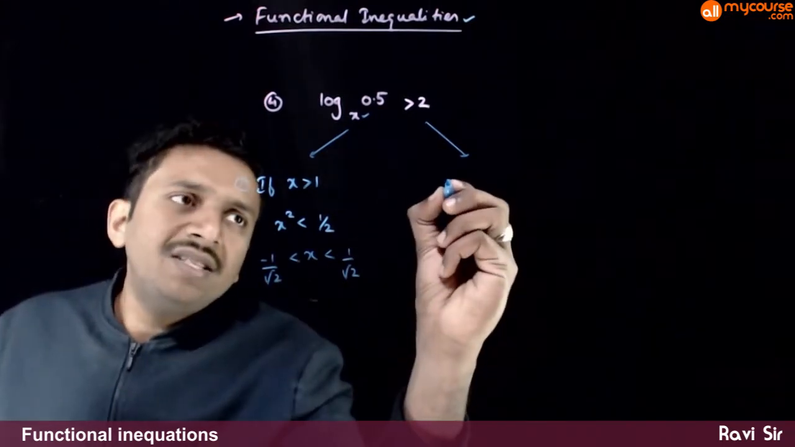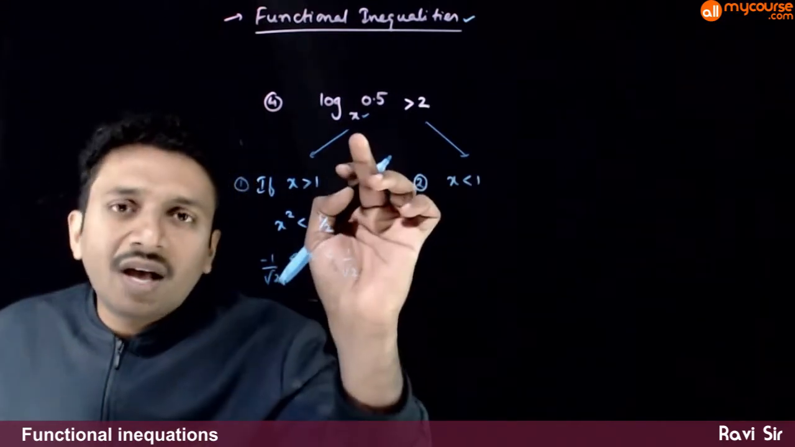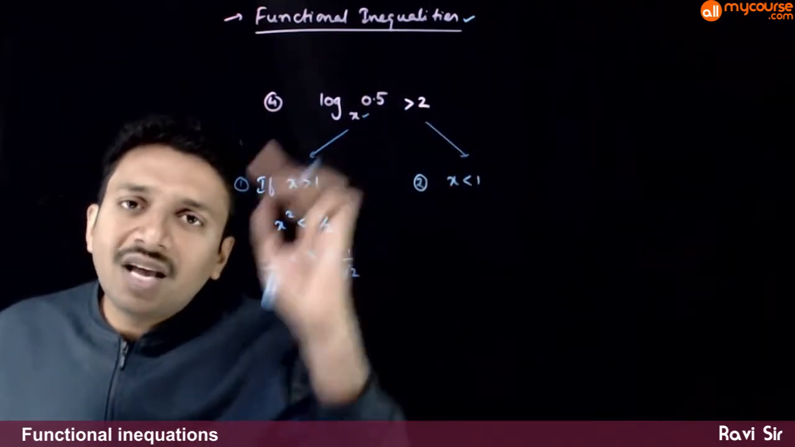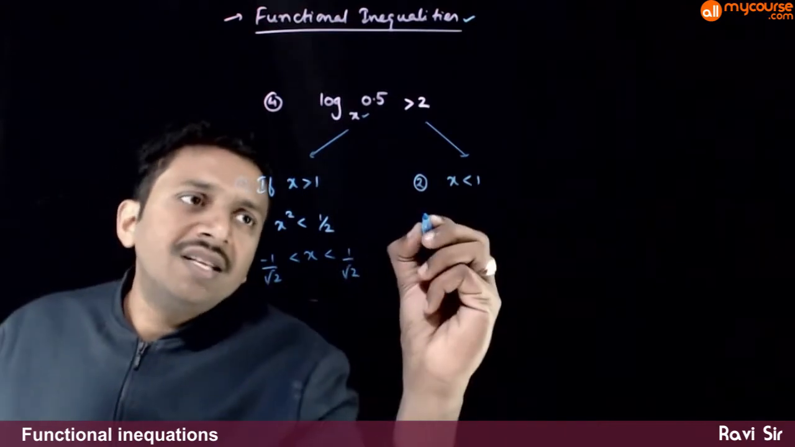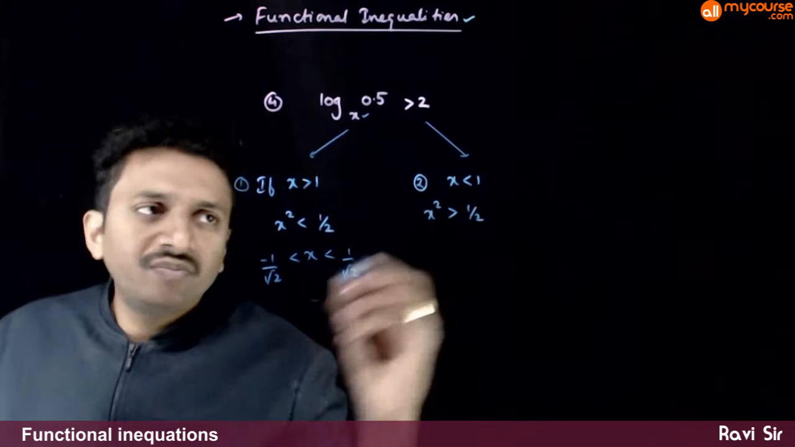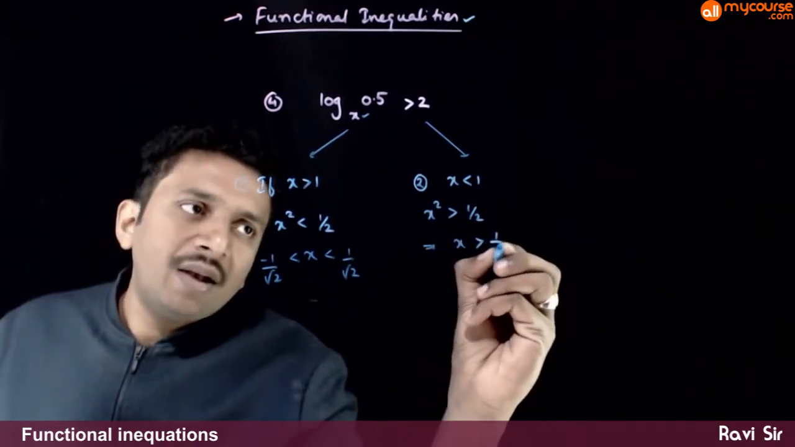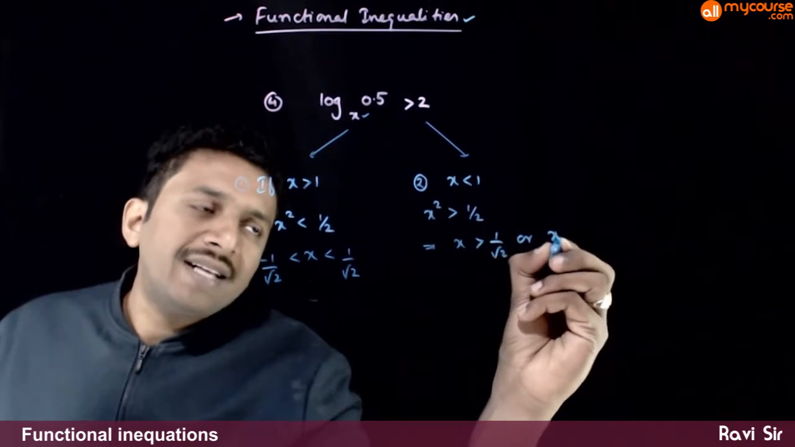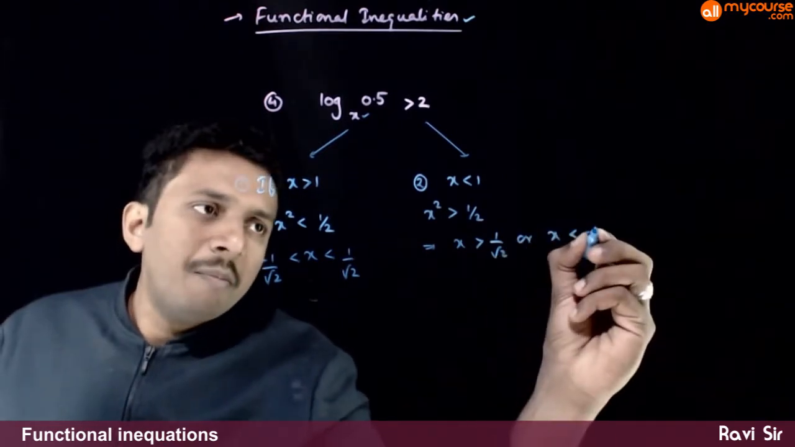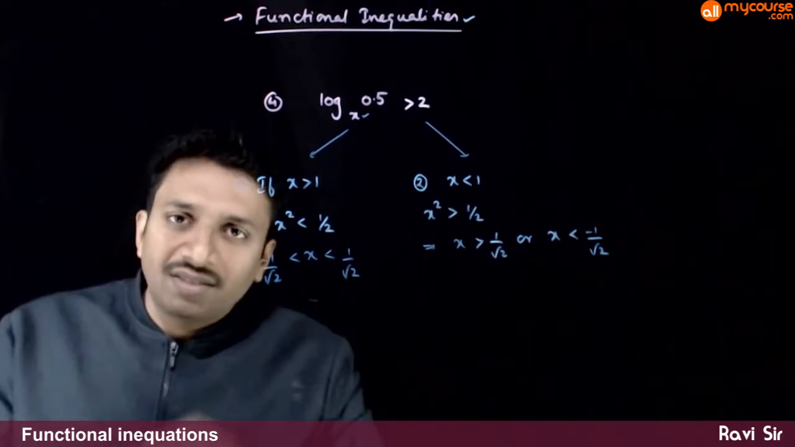Now let us assume x is less than 1. That's the second case. If x is less than 1, if I convert this into exponential form, the sign of inequality reverses. That is, x square is greater than 1 by 2. This implies x is either greater than 1 by root 2 or x is less than minus 1 by root 2. So these are the two cases.